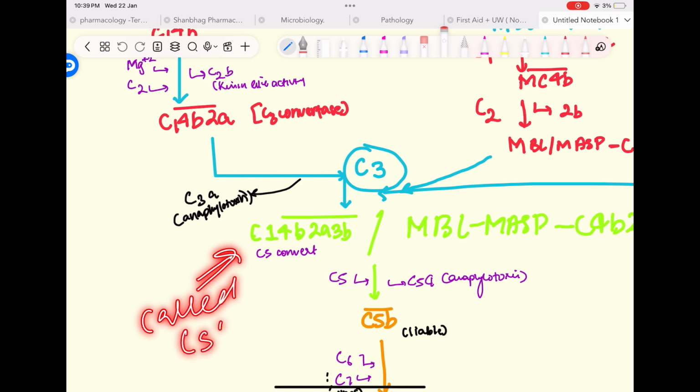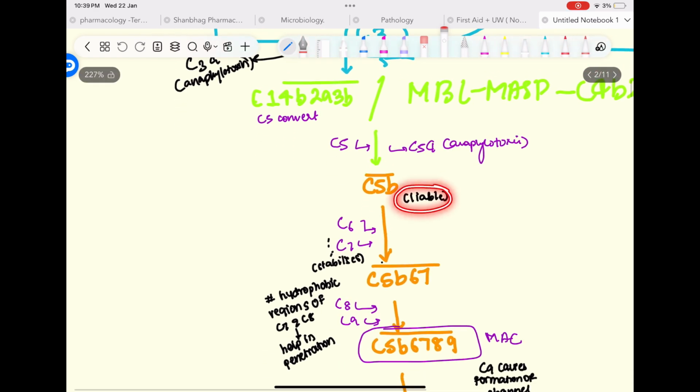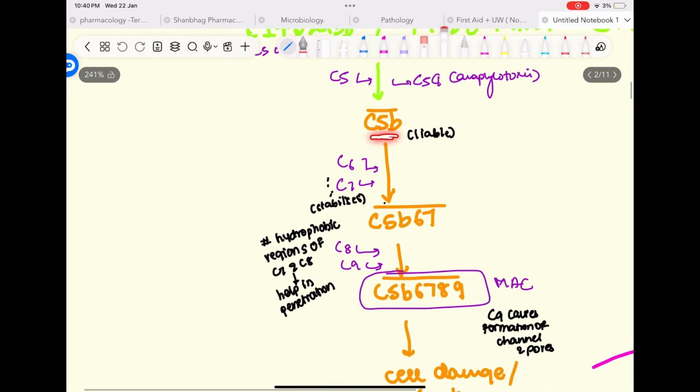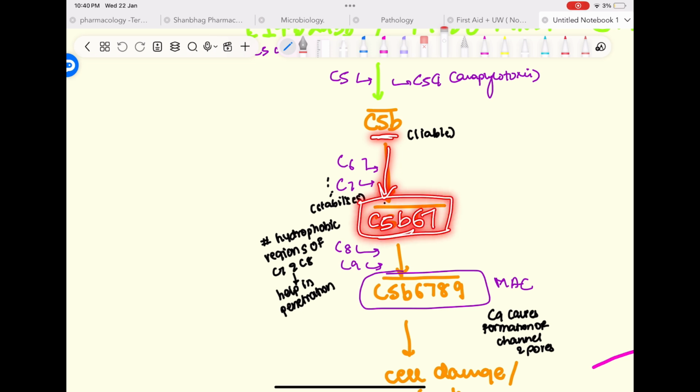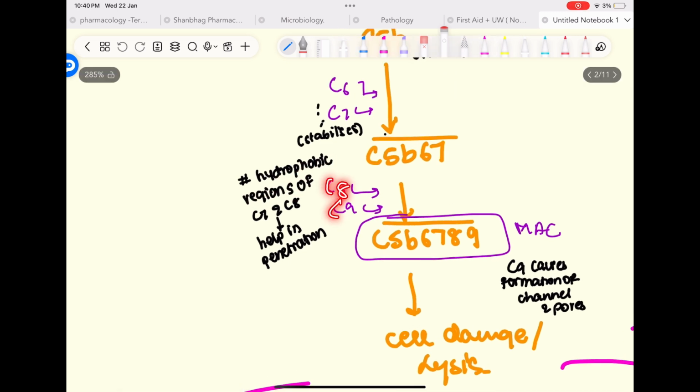C5 is again broken down into a and b. B, being a little bigger, will now be used in the other pathway, but C5b is slightly labile, which means it is not stable. And to stabilize, we need C6 and C7 proteins. So both these proteins now stabilize the C5b and make C5b, 6, 7. Okay, now we've made this, but there are two other proteins called C8 and C9.